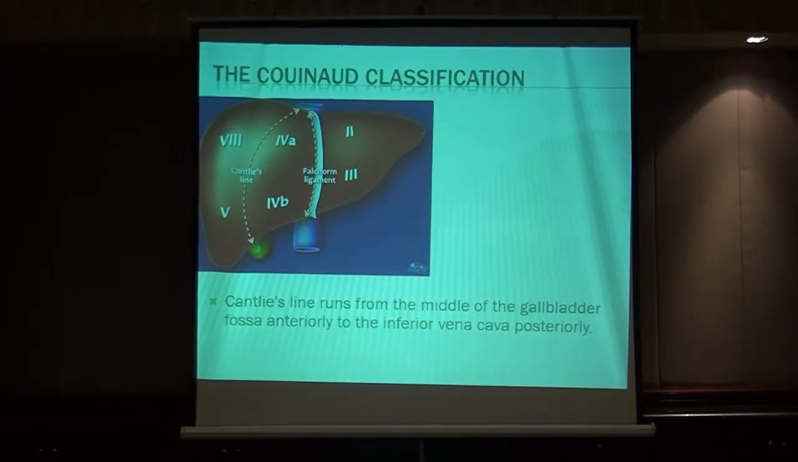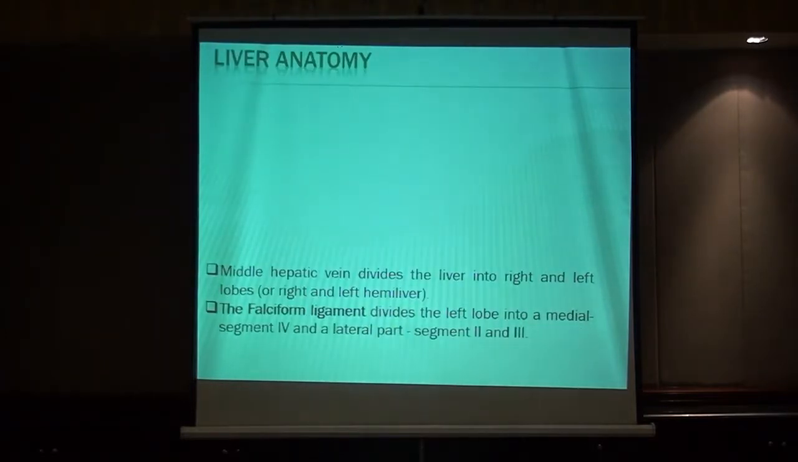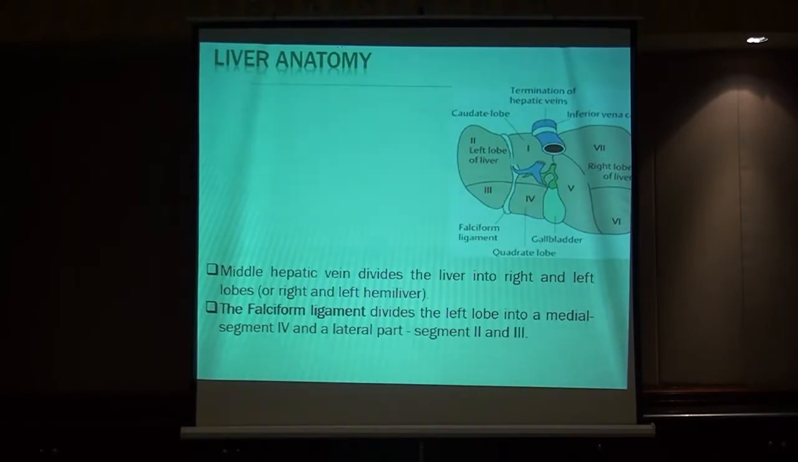The Cantlie's line runs from the middle of the gallbladder fossa anteriorly to the inferior vena cava posteriorly. It also passes through the middle hepatic vein that divides the liver into right and left lobes and right and left hemi-liver. The falciform ligament divides the left lobe into a medial segment 4, which is divided into 4A and B, and a lateral part, segments 2 and 3.